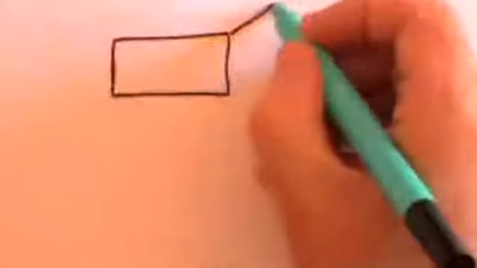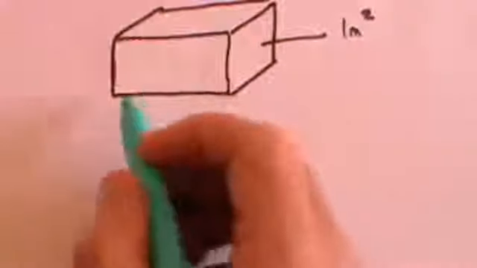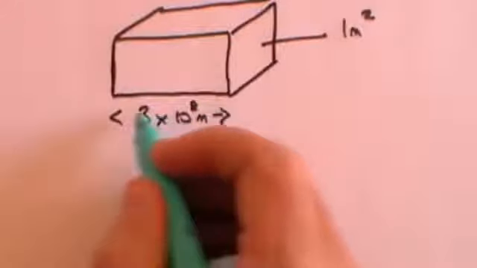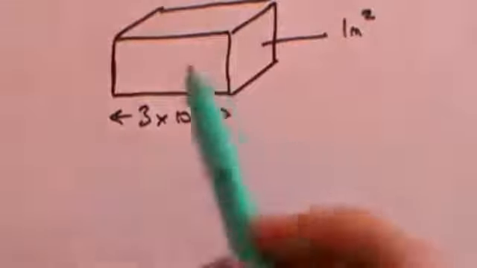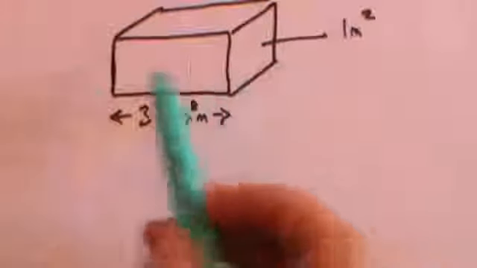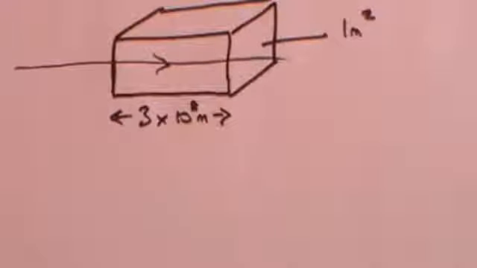Now I want to think about the flow of energy through a box. So we've got electromagnetic radiation flowing through a box whose cross-sectional area at this end is 1 meter squared and whose length is 3 times 10 to the 8th meters. In other words, it will take light 1 second to travel from this end to this end. And electromagnetic radiation is passing through the box like this.